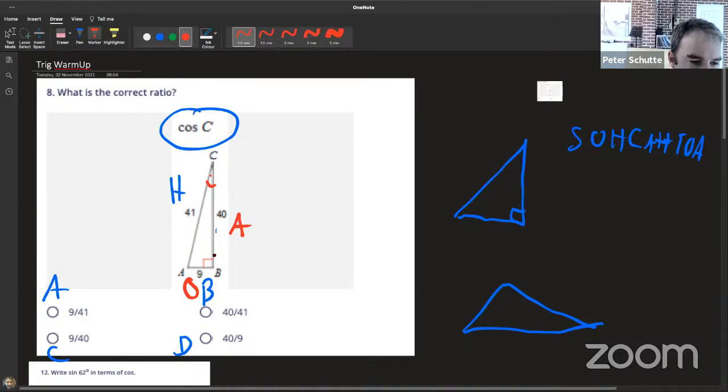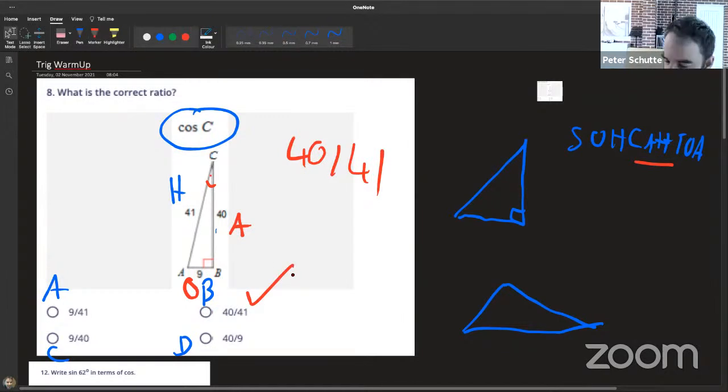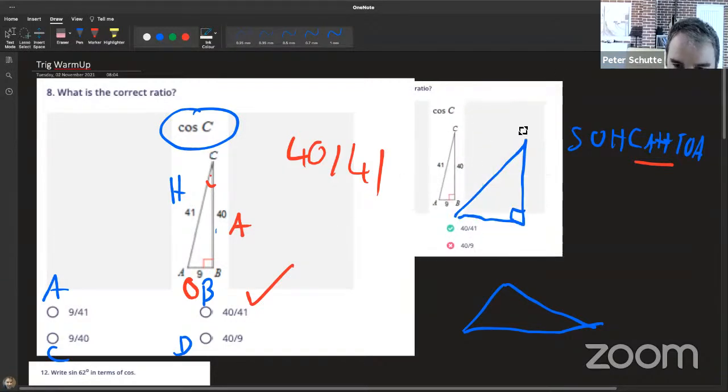So when you work out the cos of C, for cos you need A over H. Even for me, my brain wants to make A the reference angle. So C, that's opposite, that's adjacent. For cos of C, it's A over H, so it's going to be 40 over 41, which would be B. Let's check. I've got the answers here because I know that was a sneaky one. I might have caught some of you. Yes, 40 over 41.